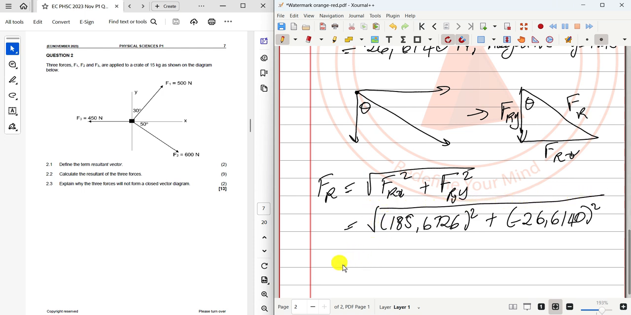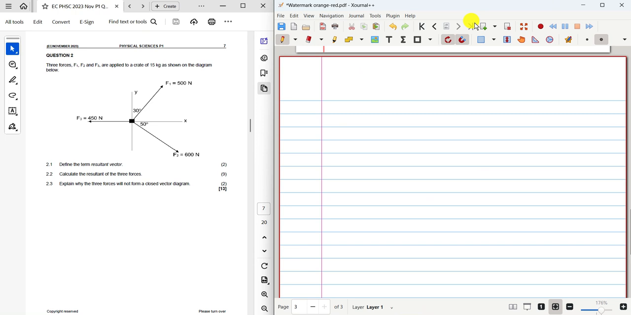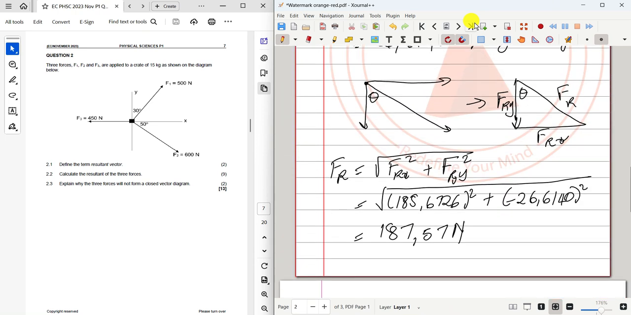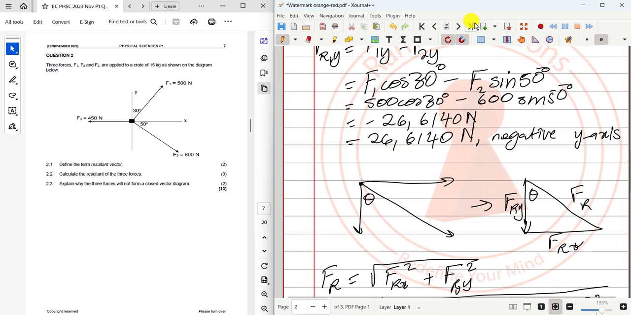All right, perfect. So let's get our answer. 185.6726 squared plus 26.6140 squared. What do we get? We get 187.57 newtons. Okay, we are not done. Since we are not done, we will need to find the direction.